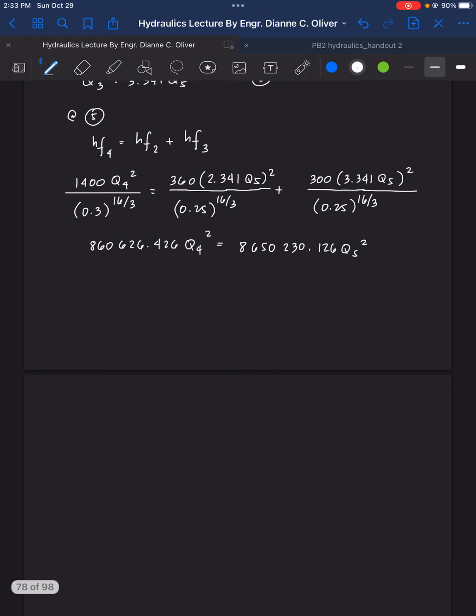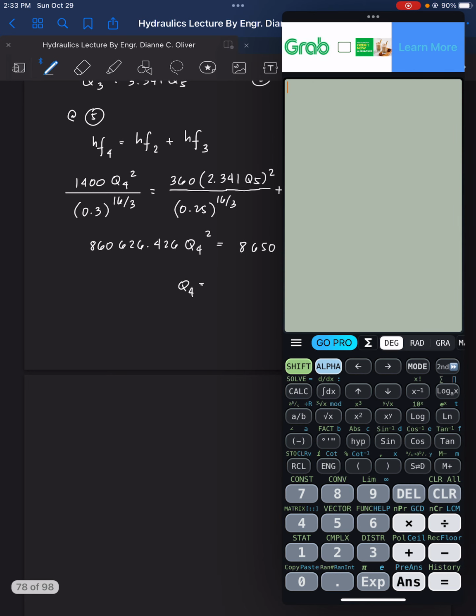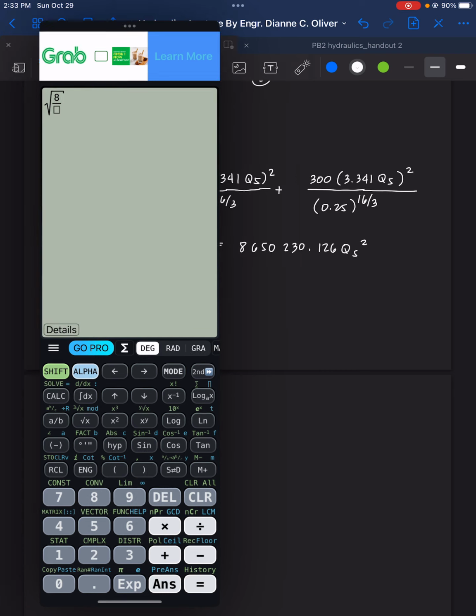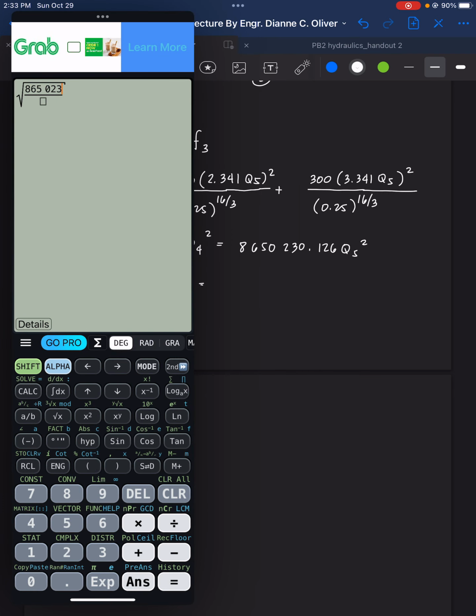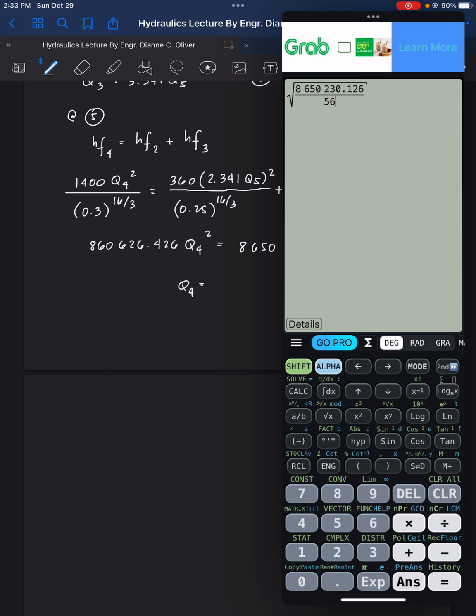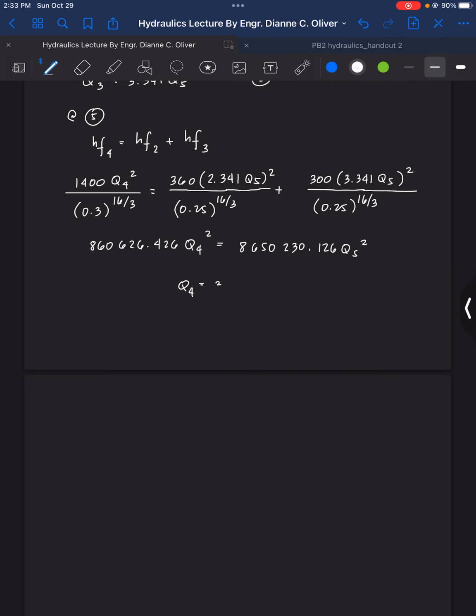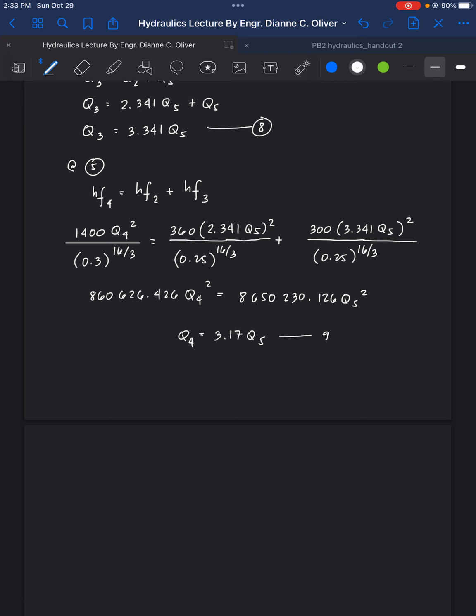So what's now the value for Q4? Q4 is equal to the square root of 650,230.126 all over 860,626.426. So 3.17 Q5. So this is equation 9.